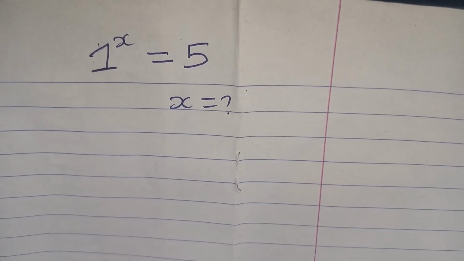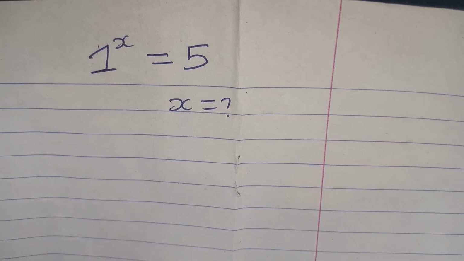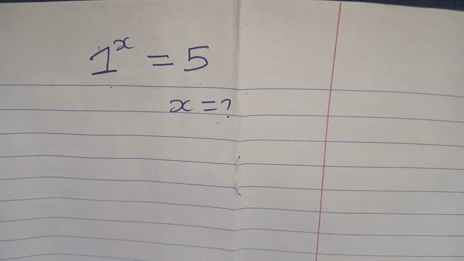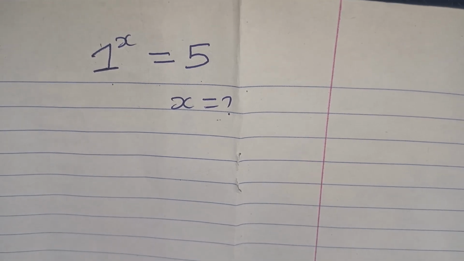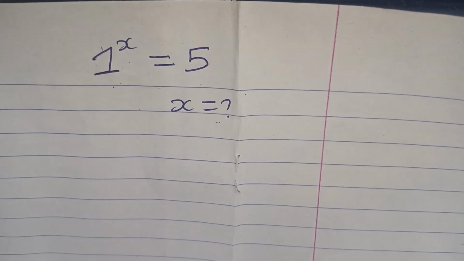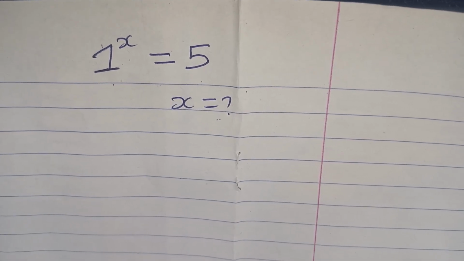Today let's solve this equation which reads 1 to the power of x is equal to 5. What is the possible value for x? This question looks somewhat crazy because we are saying 1 to the power of x is equal to 5. What is the possible value for x? So how can we solve this?